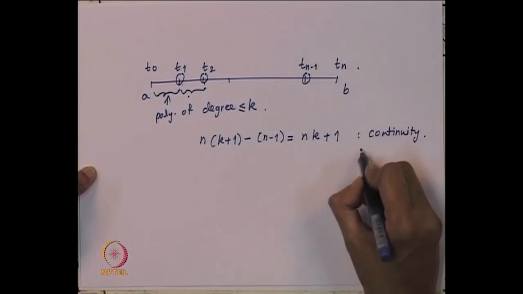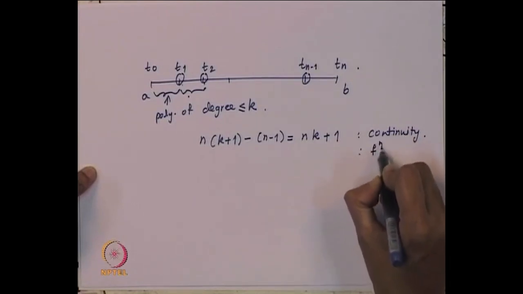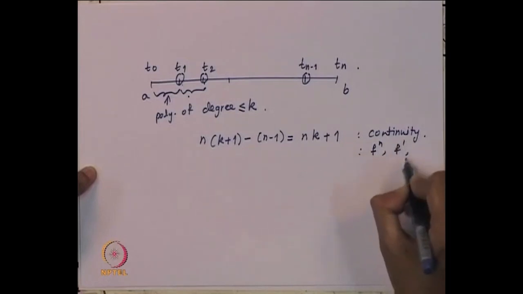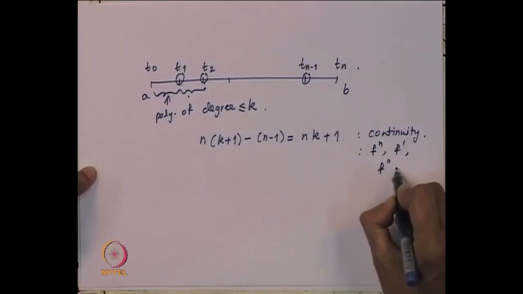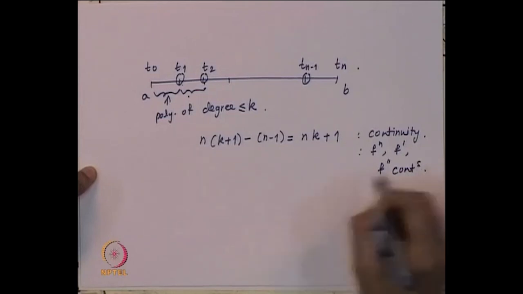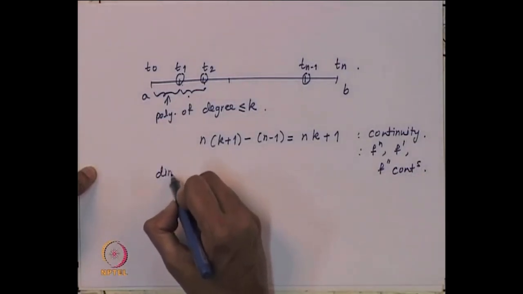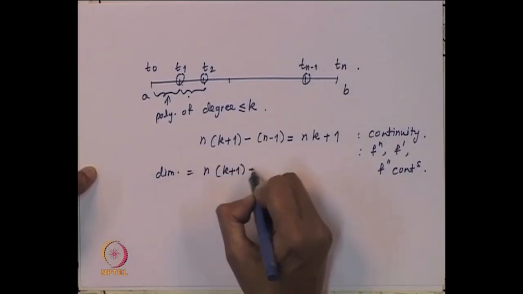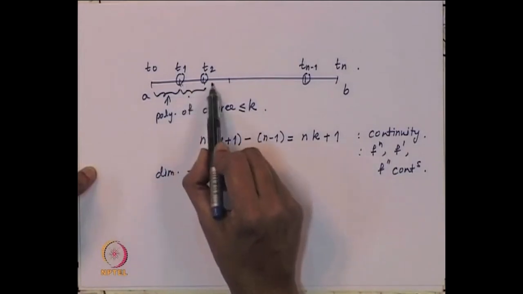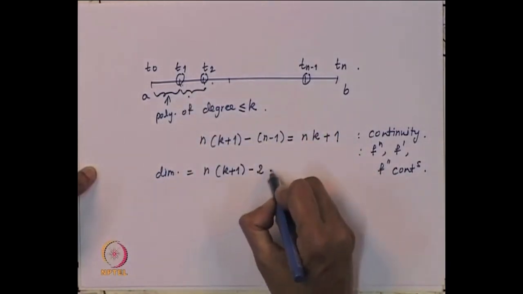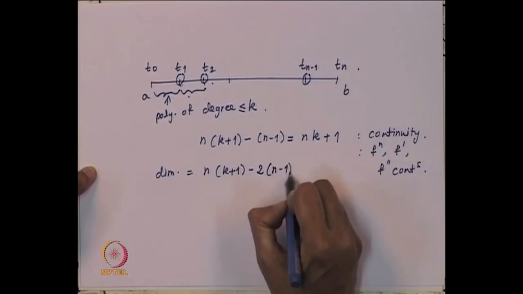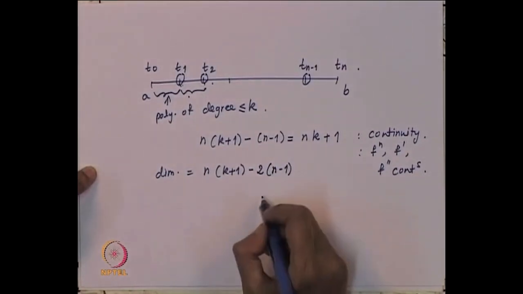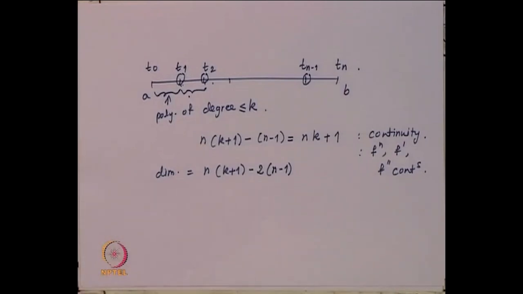If we want the function, its derivative and f double dash to be continuous, then the dimension will be equal to n(k+1) minus, at each point t_1, t_2, up to t_{n-1}, we are putting 2 constraints. So, that will be minus 2(n-1). So, that will be the dimension of the space. So, this was the general case.